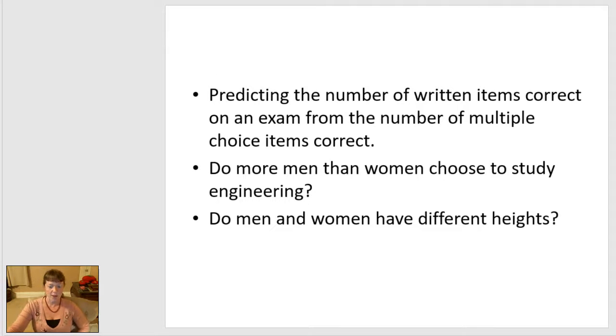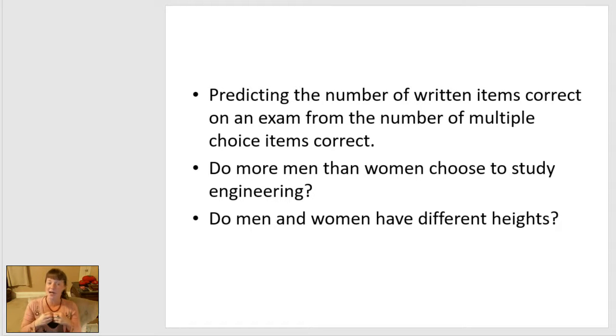So, the next one, do more men than women choose to study engineering? So how can I break this one down? Well, I certainly have gender as a variable, men versus women, but is there something else here? Well, I have this second thing called choosing to study engineering. Well, that sounds like a choice of yes or no. So I've got gender, men versus women, and studying engineering, yes versus no. So I have 2 variables, and they both sound like group-based variables to me. They both sound like categorical variables.